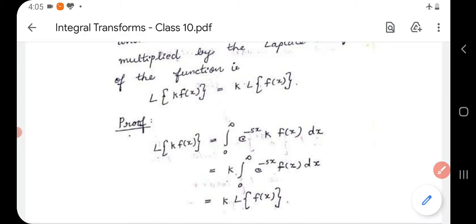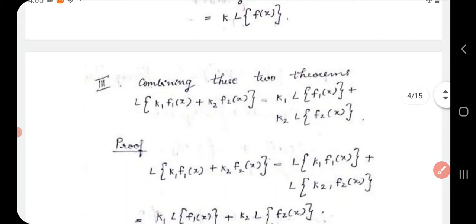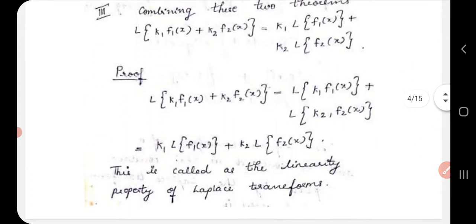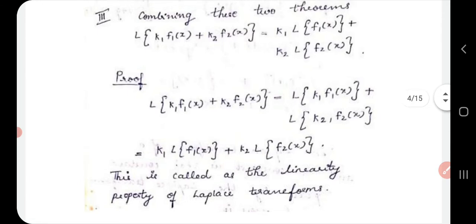Now, combining these two theorems, we will get another theorem, that is, the Laplace transform of k1 f1(x) plus k2 f2(x) is equal to k1 L of f1(x) plus k2 L of f2(x). That is, you have two functions f1(x) and f2(x), and each of those functions is multiplied by a constant, say k1 and k2, and then you take the sum, and finally you find the Laplace transform. So that's nothing but a combination of the first two theorems that you have just learned.